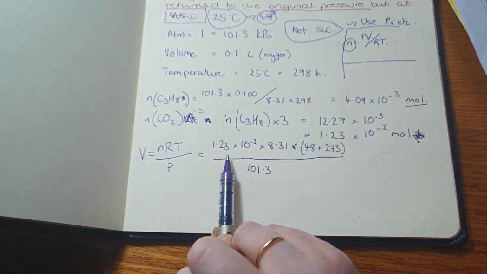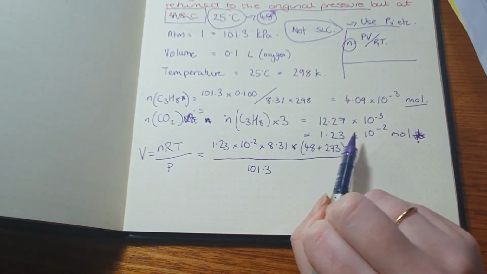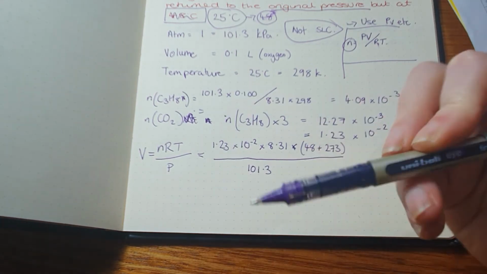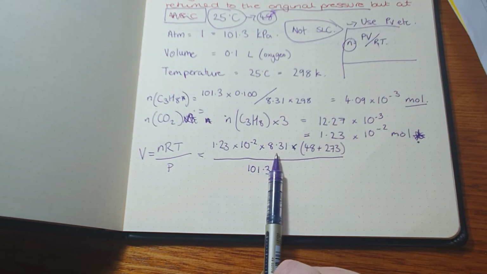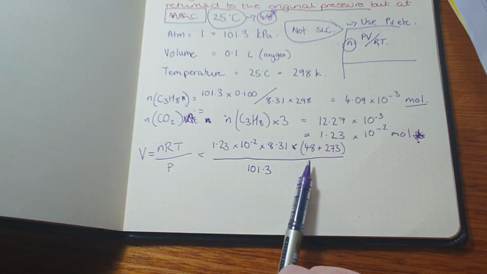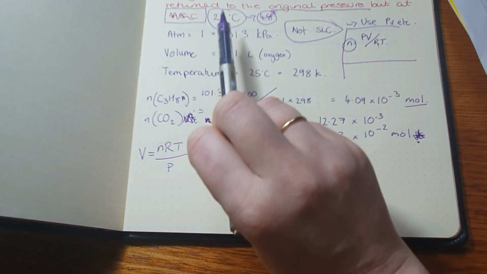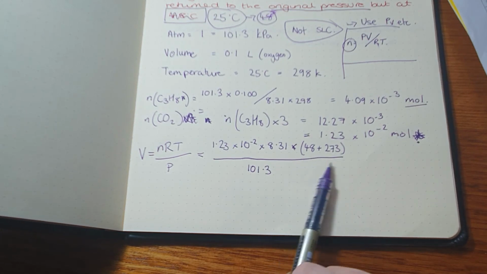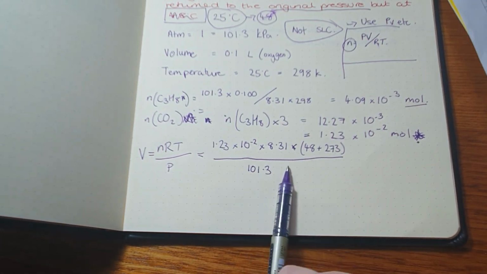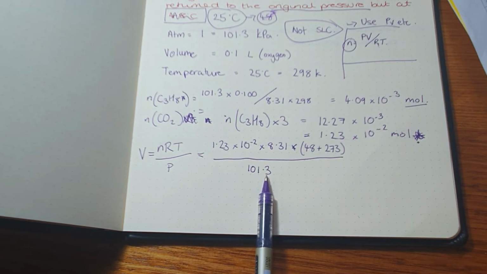Right, so number of moles is this value from here. If you stuffed up somewhere along the line and put the wrong one in, remember that consecutive mark thing. Then we've got our 8.31, which is my constant. Then we've got temperature in Kelvin, so the temperature's gone up, so it's 48 plus 273 because they don't give us Kelvin, and then that is divided by P, pressure.